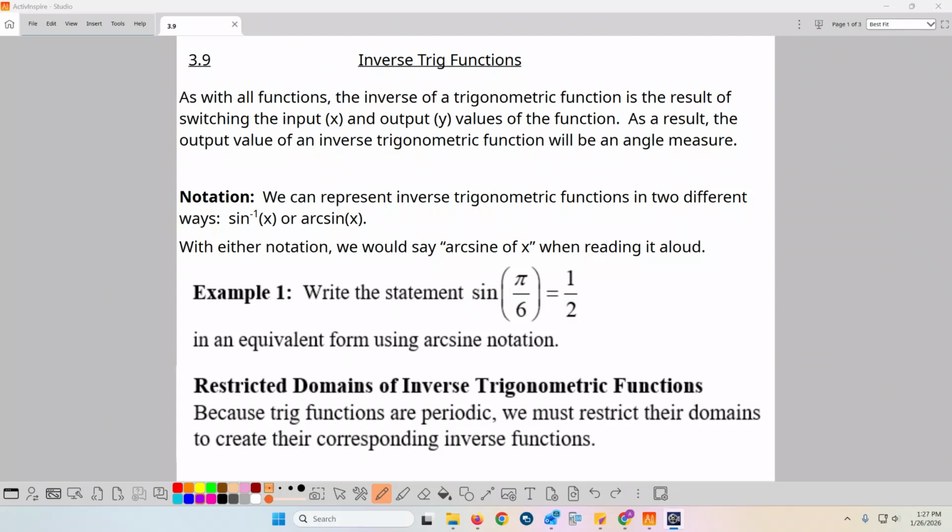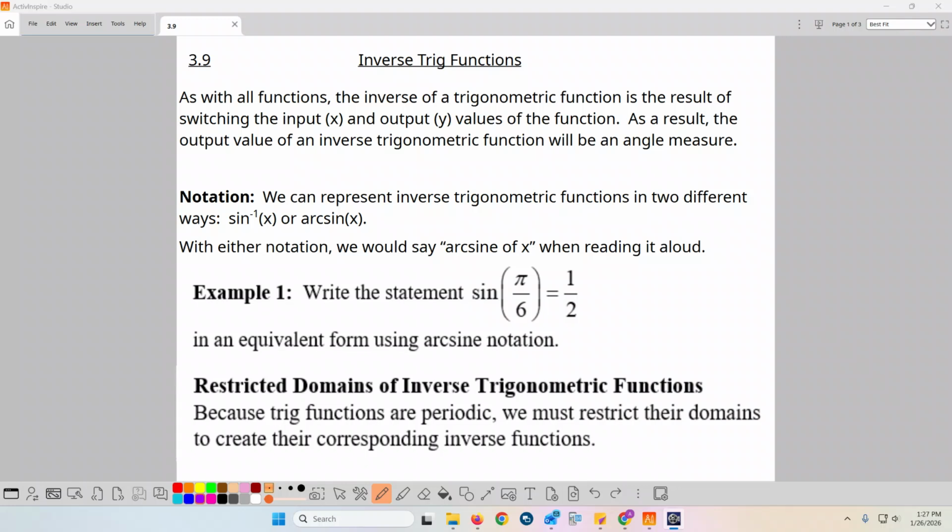Hey, today we're going to be talking about lesson 3.9, which is inverse trig functions. As with all functions, when we talk about inverse functions, we swap the input and the output. So here we go. The inverse of a trig function is the result of switching the input and the output values of a function. So as a result, the output value of an inverse trig function will always be the angle measure.